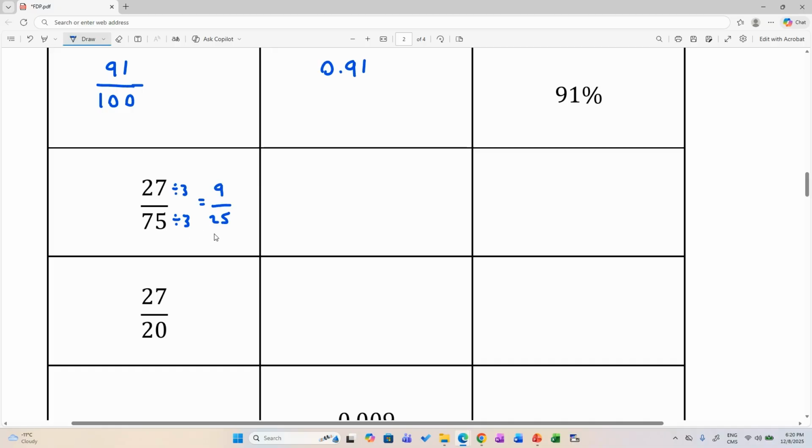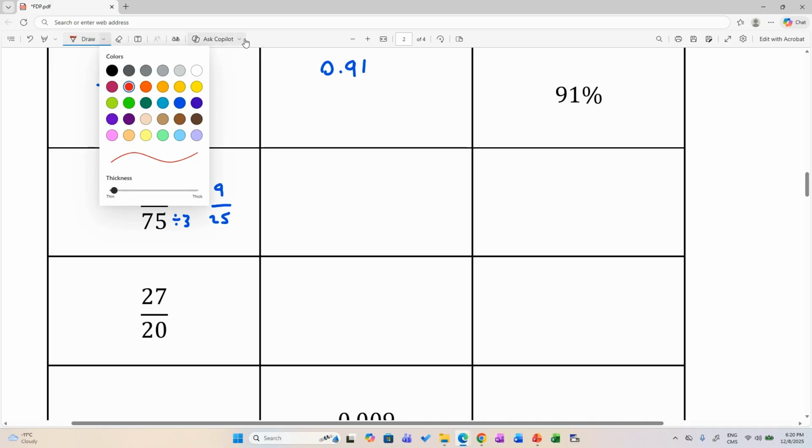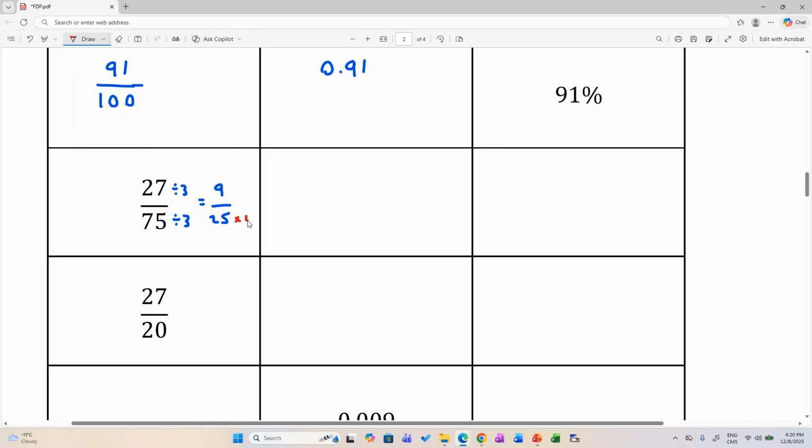Now, recall, for 9 over 25, if I simply multiply 25 by 4, I'm going to get 100 on the bottom. And now since I multiplied the bottom by 4, I have to multiply the top by 4. So 9 times 4 is 36. Hence, this is going to be 36 over 100. And 36 over 100 as a decimal is simply going to be 0.36. Now, 0.36 as a percent is going to be 36%.